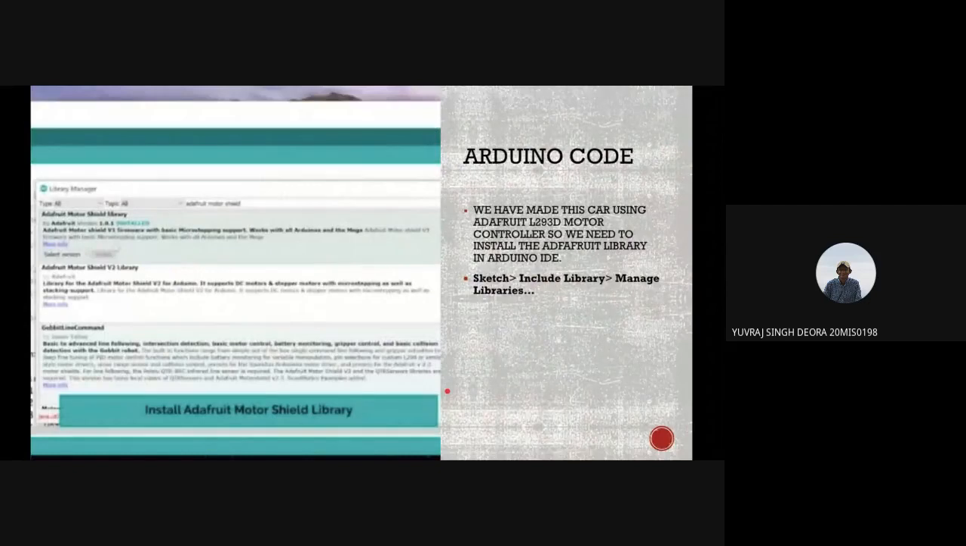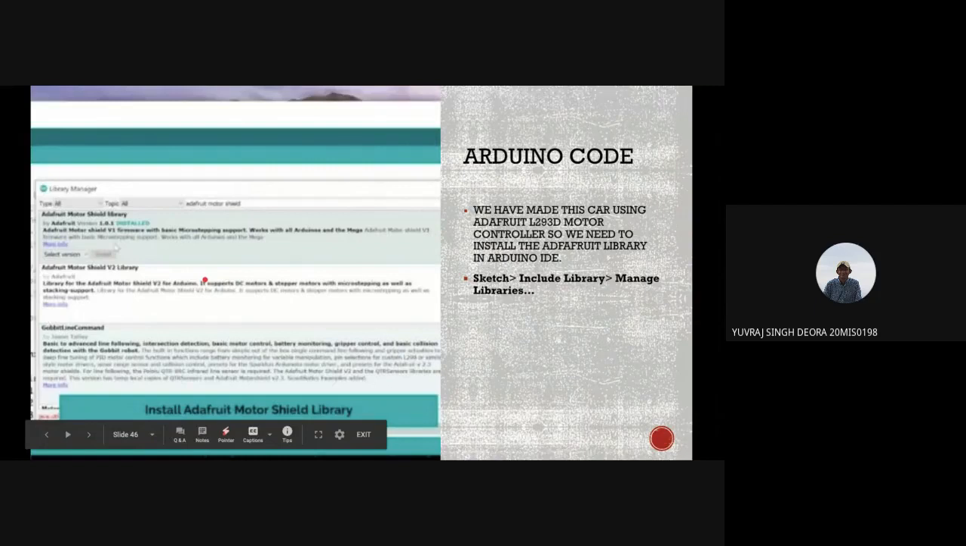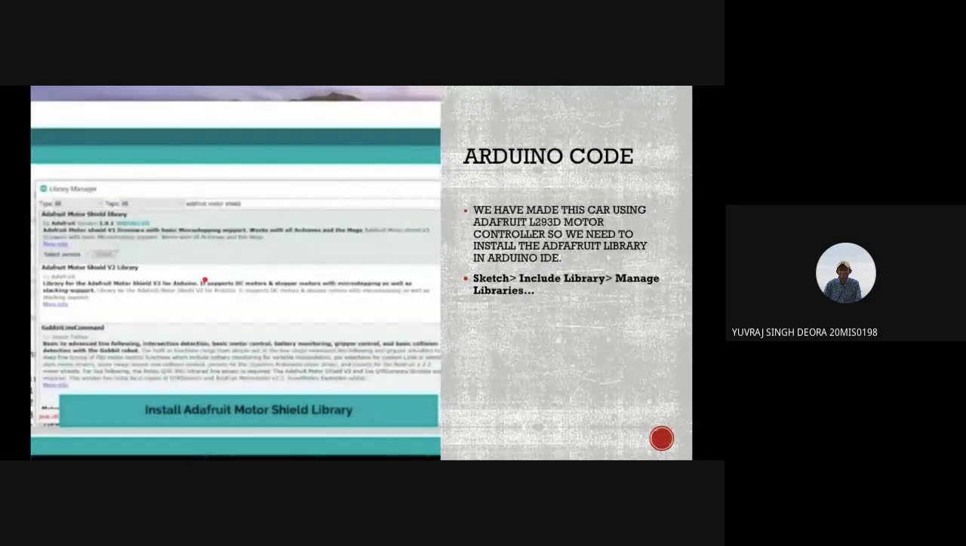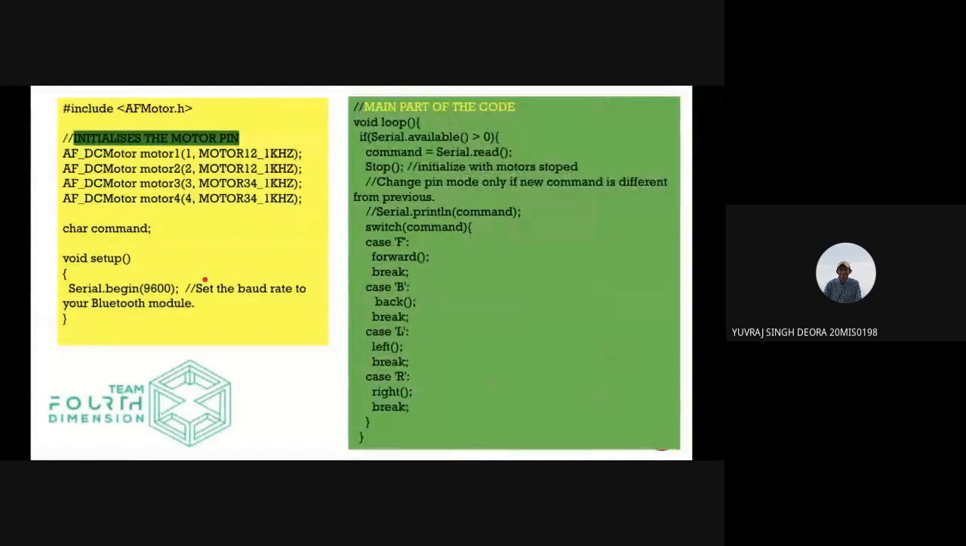And now we come to our Arduino code. As I told you, we are using this Adafruit motor driver, so we need to install the Adafruit motor driver library into our Arduino. Until and unless we add this, our code will not work in Arduino. To install it is simple. You can easily install this motor shield library, and now I will show you the full code. I will not go so deep inside the code because many of you are not so familiar with this IDE. So I will tell you from the beginning.